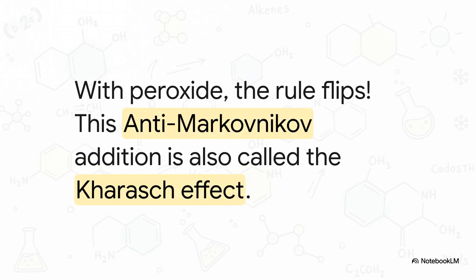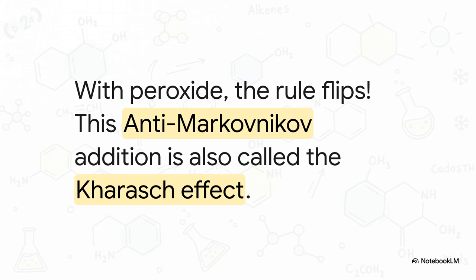But of course, chemistry just loves to have its exceptions, doesn't it? If you do the exact same reaction, but you just add a tiny bit of peroxide, the whole rule flips on its head. Now the bromine goes to the richer carbon, and the hydrogen goes to the poorer one. We call this the Kharasch effect, and it's just a fantastic reminder that in chemistry, the conditions you use are absolutely everything.